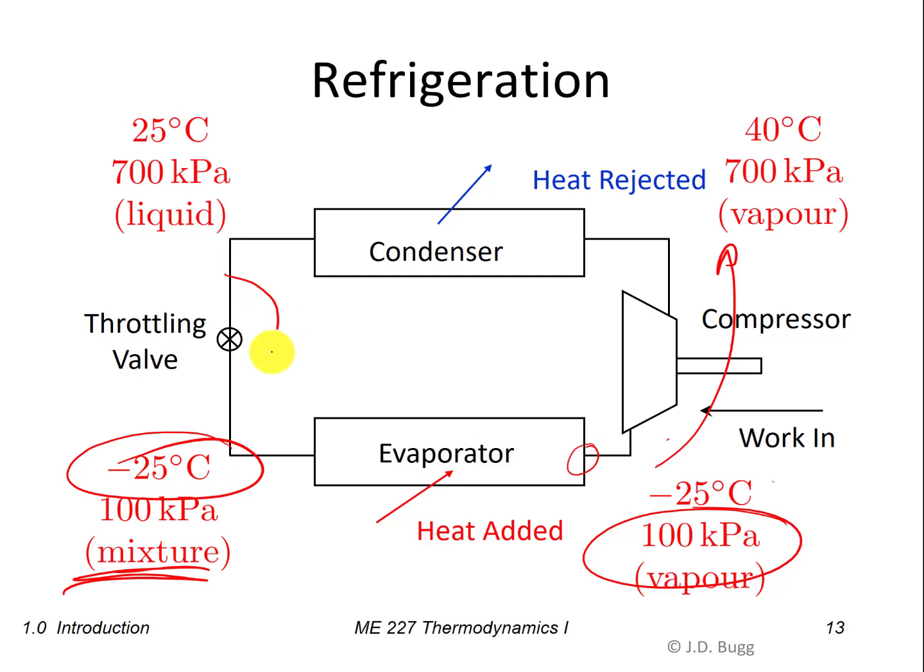So we'll be looking at this throttling process in detail when we look at refrigeration systems, because that's kind of the key to the whole refrigeration system. It's the simplest component by far, but the throttling valve is the one where the very, very low temperature that we require in the evaporator is achieved. So we'll see how that works exactly.